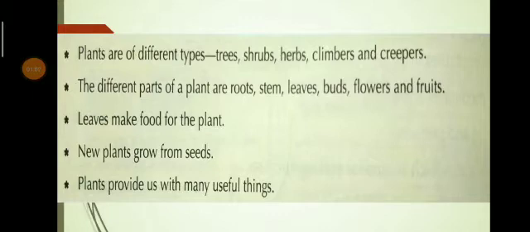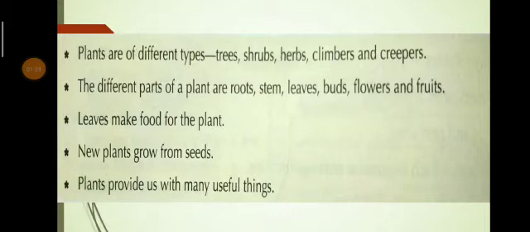Plants with woody stems are called shrubs. Some examples of shrubs are rose and hibiscus. Very small plants with soft stems are called herbs. Some examples of herbs are tulsi and mint.